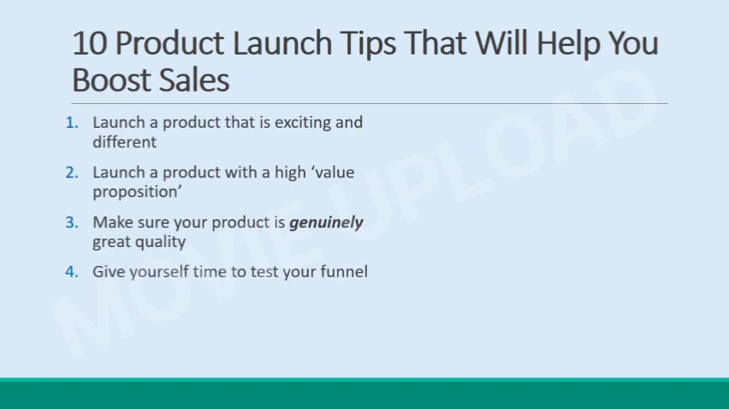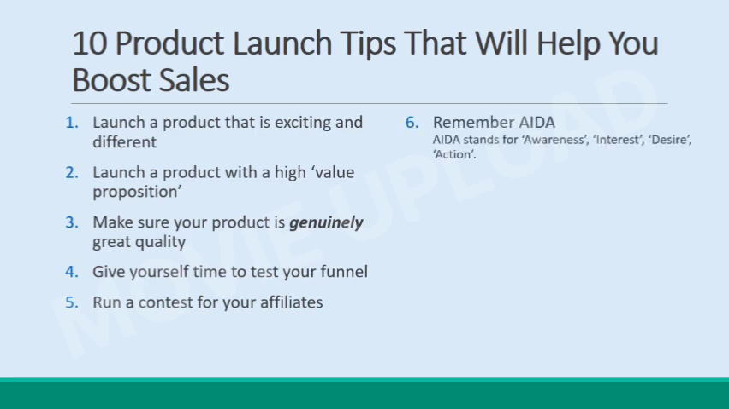4. Give yourself time to test your funnel. Make sure that the checkout works and all your links work, etc., before you take your product live. 5. Run a contest for your affiliates. Your product launch is an exciting event for your affiliates too, or at least it should be. Get them involved and encourage some competition by offering a cash prize for the most sales. 6. Remember AIDA. AIDA stands for Awareness, Interest, Desire, Action. Take your audience through these steps to make conversions.